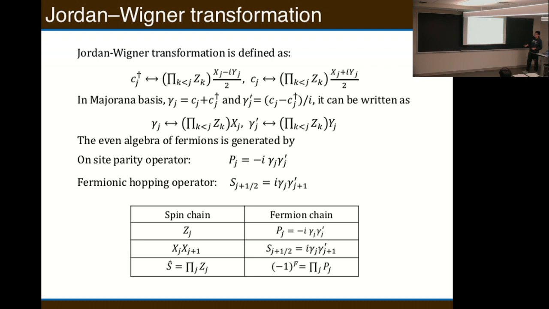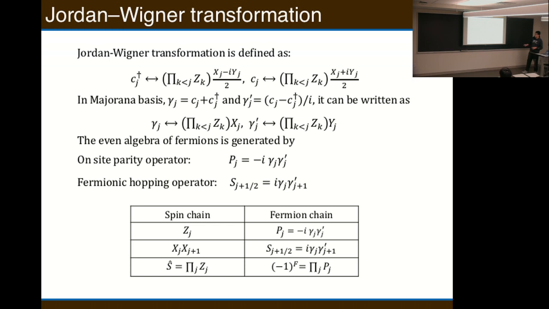And to make this formula easier, we consider only the physical observables. We change to the Majorana basis. We write C and C dagger in terms of gamma and gamma prime. And all the algebra of the fermion is generated by two kinds of operators. The first one is the on-site fermion parity. So this P_j tells you at site j whether the fermion is occupied or unoccupied. The second is called fermionic hopping. So you hop the fermion at site j to site j plus one. So it hops from gamma to gamma prime. You get the two species of fermion. So any fermionic operator can be written as a product of these two kinds of operators. So we only need to know how to map these two operators into Pauli matrices.